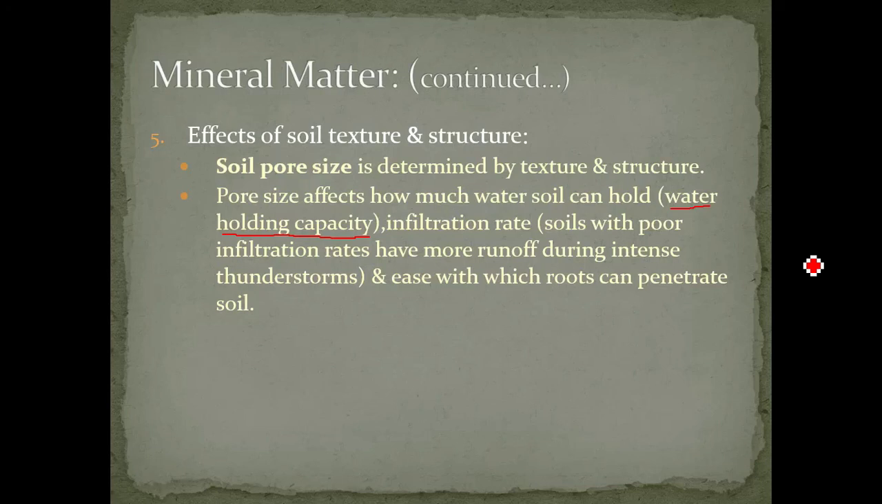And it also impacts the ease with which roots can penetrate the soil. So we're looking at a couple of things here. The more water holding capacity and the higher infiltration rate, the better the soil is able to absorb water during a rain event, and hold that water. And that's what you need to have with a good soil. You want it to absorb the water as it comes down. You want it to hold on to that water. And the ability of a soil to do that is going to be primarily determined by the soil texture and the soil structure.